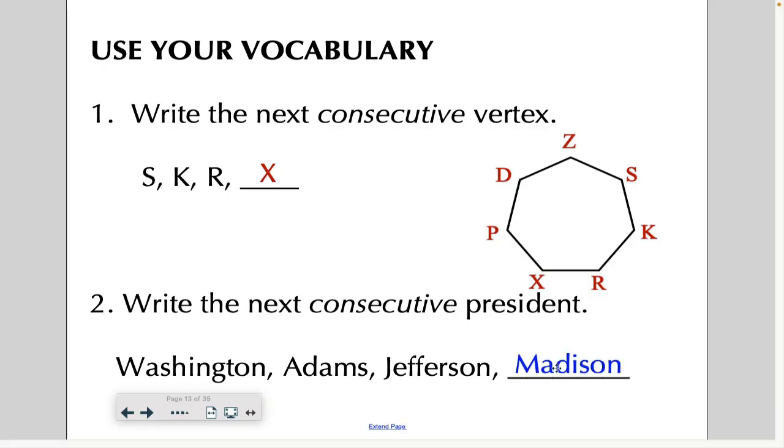Wasn't he like super short? I think he was the short president. I could be wrong.